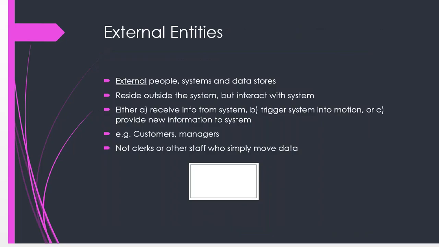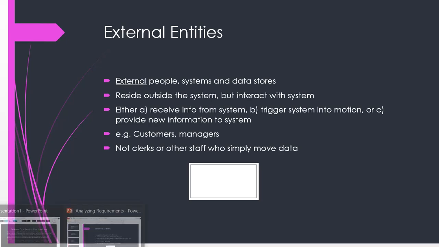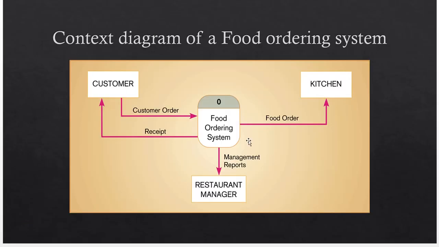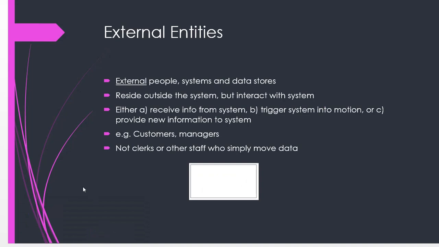So external entities reside outside the system, but they interact with the system. They either receive information or they give information to the system, or they also cause the system to produce some new information. So this could be, in our case, our customers and our managers. These are people who are either giving information in the case of the customer or consuming information in the case of the restaurant manager, as well as in the case of the kitchen. So, like I said, the external entity is represented by a rectangle.